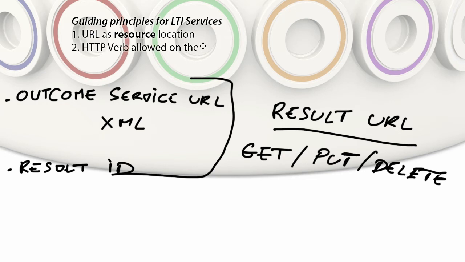So traditionally, you do a GET to get the current value, a POST to create a new resource, a PUT to modify one, and a DELETE. That's kind of the traditional way to address that.